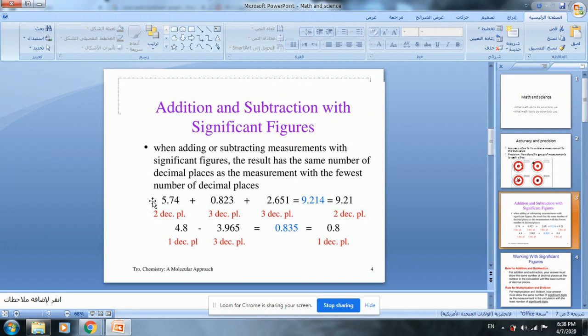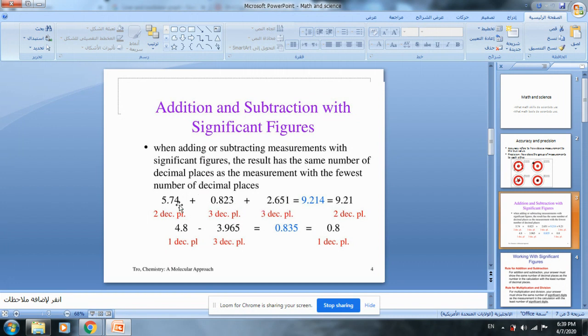We have 5.74 plus 0.823 plus 2.651. How many decimals here? We have one, two decimals. Why? Because these two numbers are located after the decimal point, on your right hand side. Here we have one, two, three decimals, plus we have here one, two, three decimals.